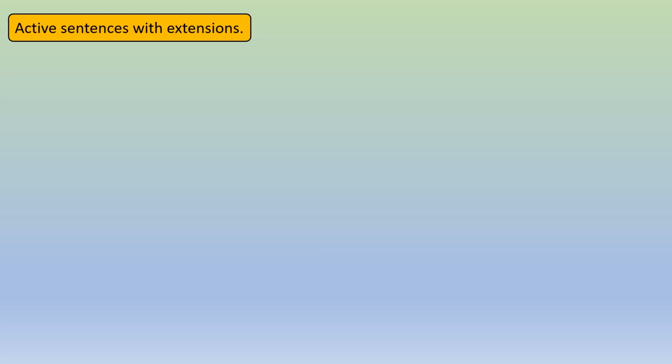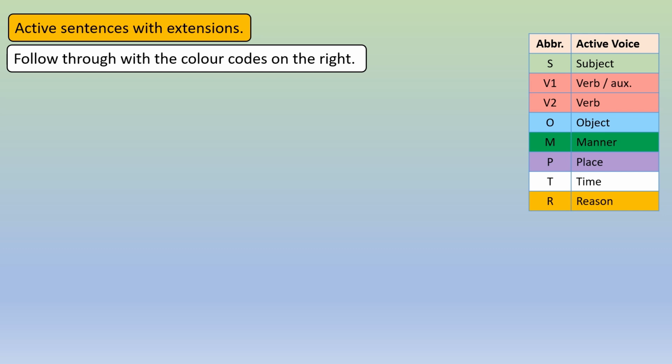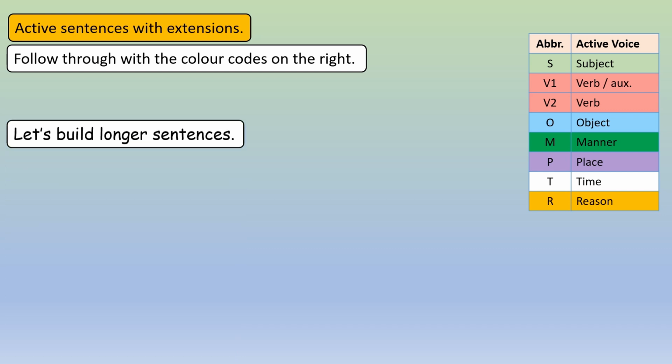Active sentences with extensions. Follow through with the color codes on the right. The table on the right is only there to help you with the different sentence parts so you can find your way easily. They're not always hard and fast. We'll get to some exceptions later on as we go along.